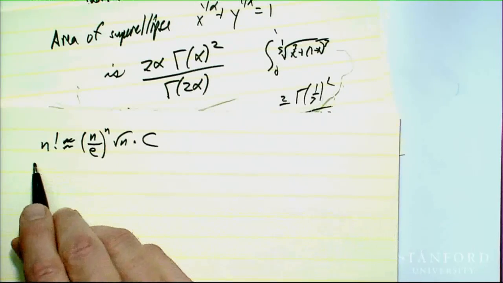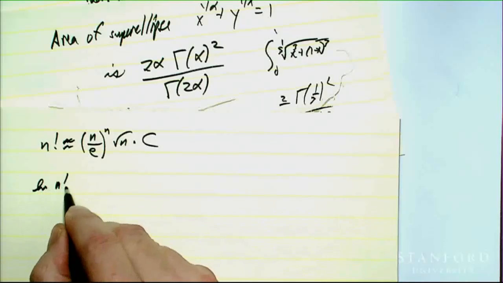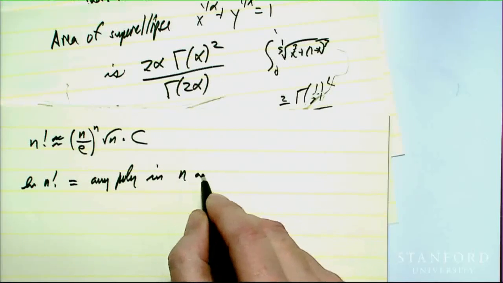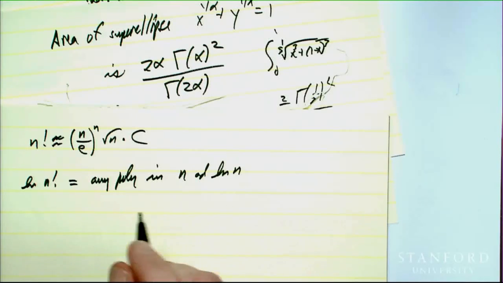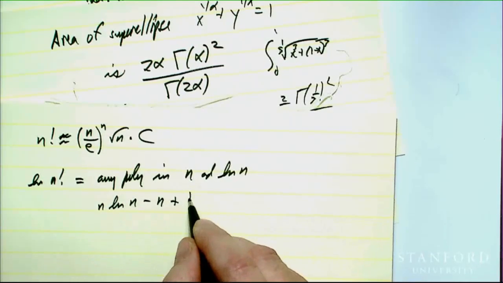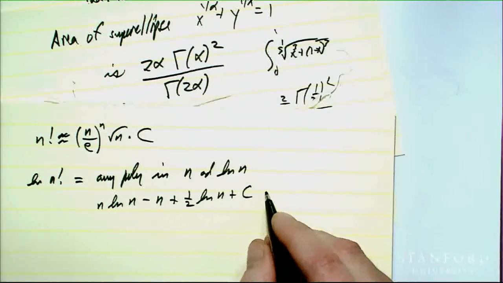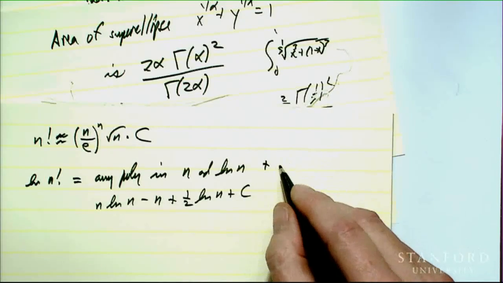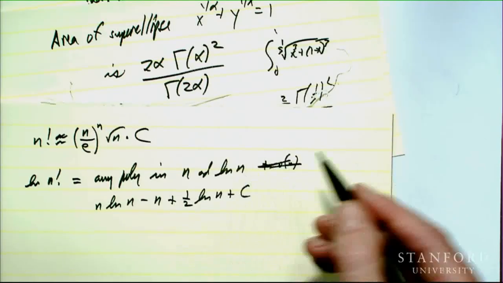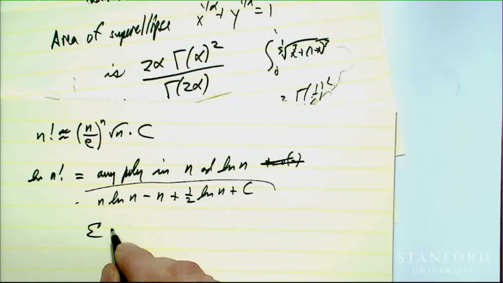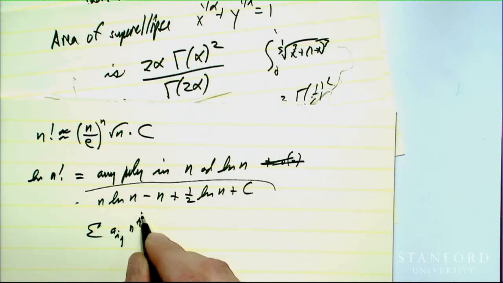But if we're allowed to use logarithms, then suppose that the log of n factorial is equal to, say, any polynomial in n and log n. You can throw in some other functions too, but for example, Stirling's formula says that it's n times log n minus n plus 1/2 log n plus some constant, plus something that goes to 0, so little o of n, something that's negligible. Okay, well now, suppose I have the summation of a sub ij times n to the i and log n to the j, for example, and I don't even require that i and j are integers.